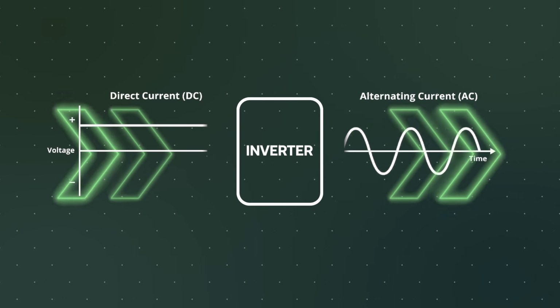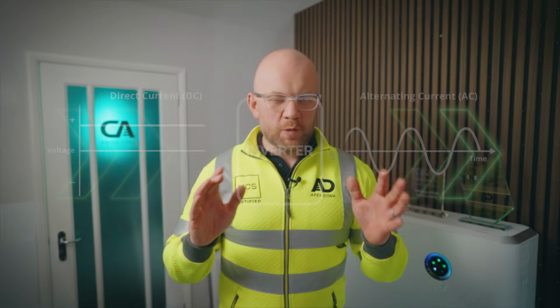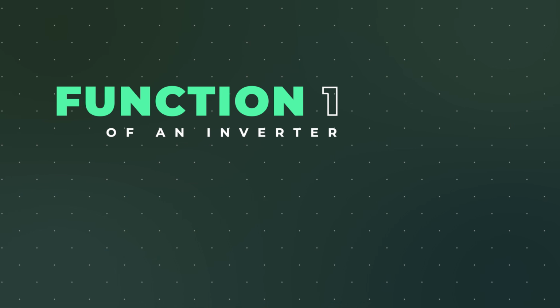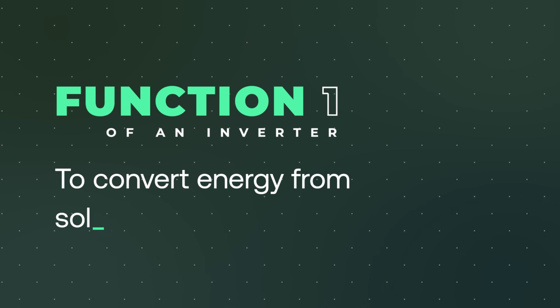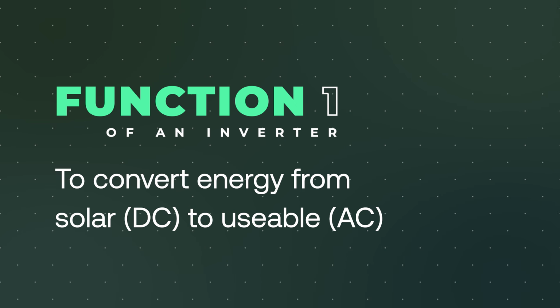So there are 5 key functions to an inverter. There might be a couple of little ancillary ones, but these are the ones that you would come to expect as a home user when you purchase an inverter as part of your system. The first one is to convert the energy from DC to AC.